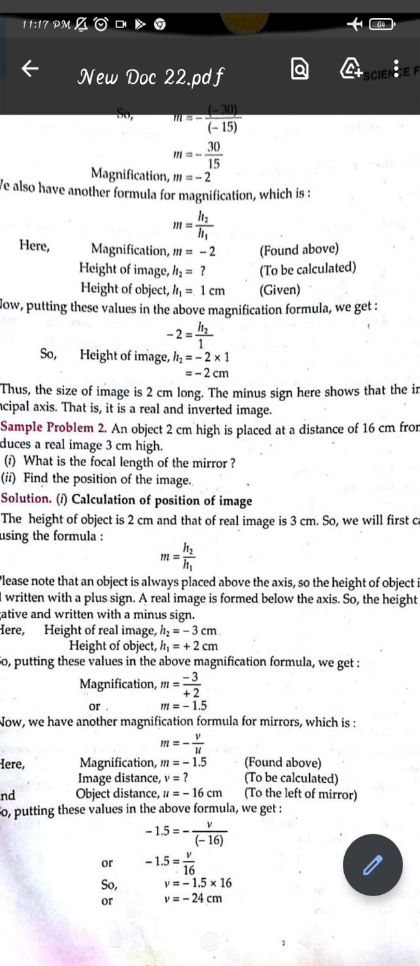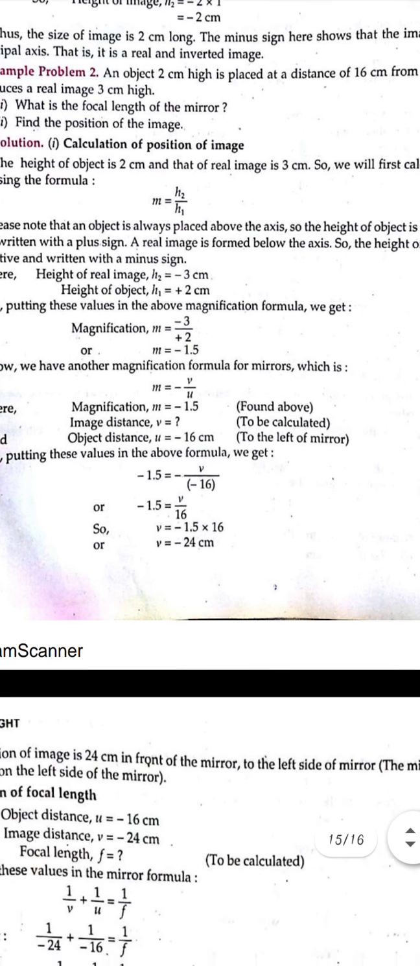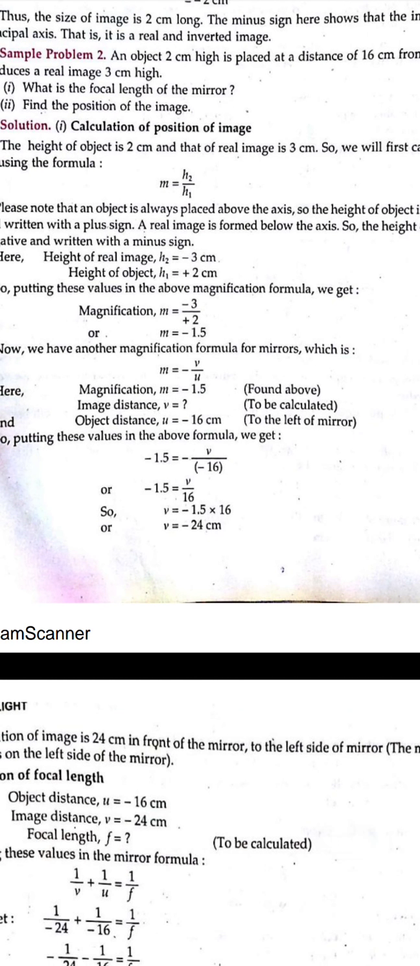To find the image distance, we can again use the magnification formula, minus v by u. Putting the values, we get minus 1.5 is equal to minus v by u, and for u, since it is a real image formed in front of the mirror at the left side, it is taken as minus 16. On solving, we got v as minus 24. What does it mean? V is also minus 24, so the image is also formed at the left side, so we can say that the image is real and inverted.